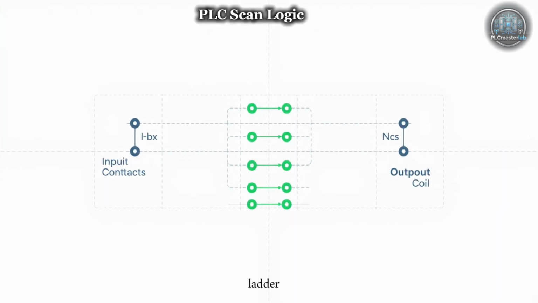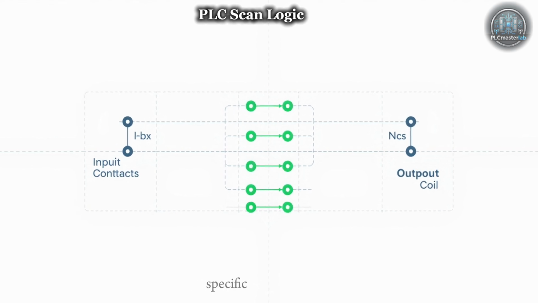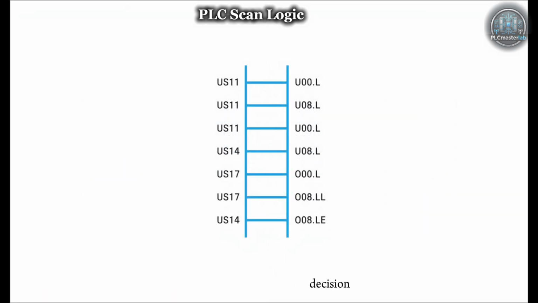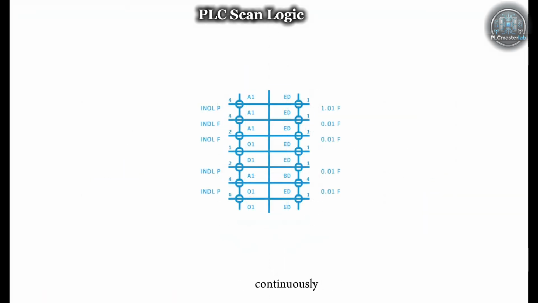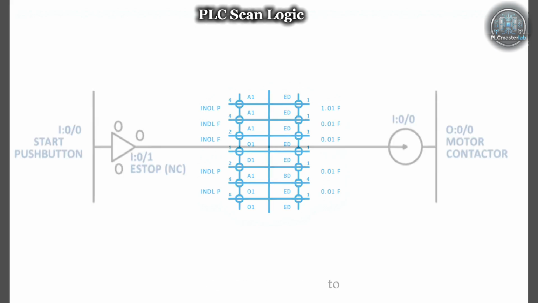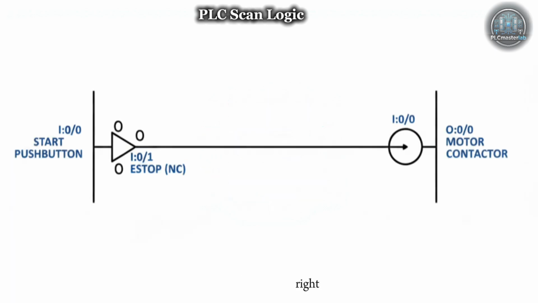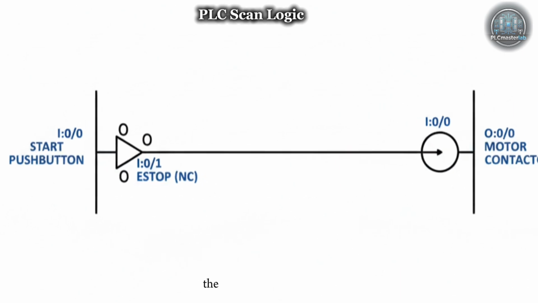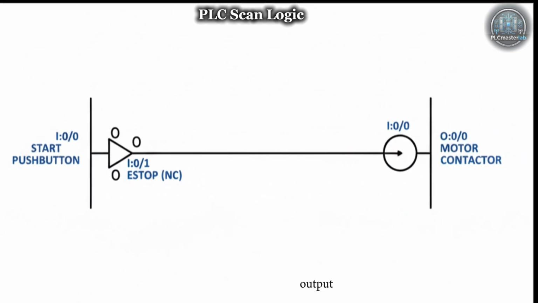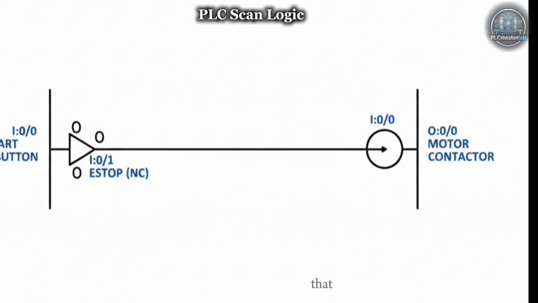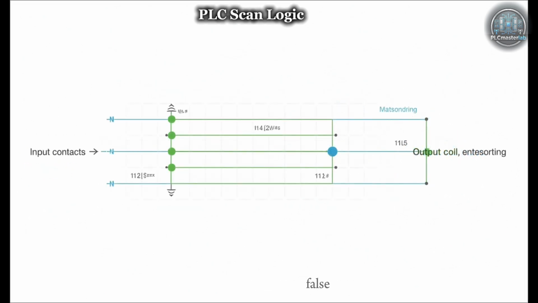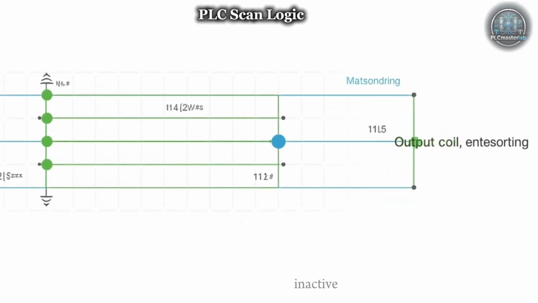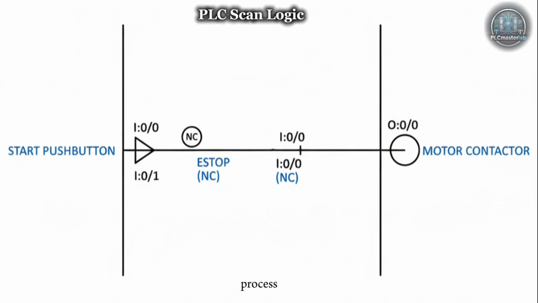Each rung in ladder logic performs one specific operation or decision. The PLC continuously scans the ladder program from top to bottom and from left to right. When the conditions placed on the left side of a rung are true, the PLC activates the output element located on the right side of that rung. If the conditions are false, the output remains inactive. This scanning process happens very fast and repeats continuously while the PLC is running.